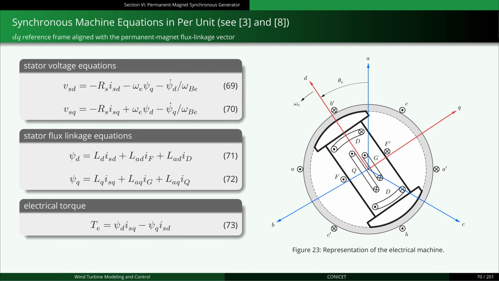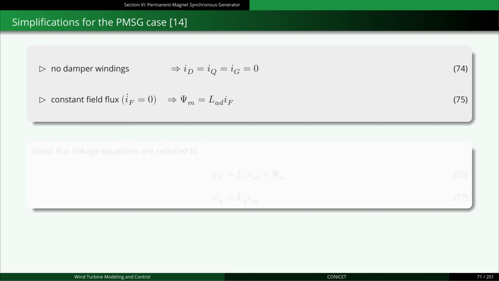The stator voltage, stator flux linkage, and electrical torque of a synchronous machine can be described by the following per-unit equations. Figure 23 shows a schematic diagram of the stator and rotor circuits of a synchronous machine. The derivation of these equations is beyond the scope of this presentation and can be found in books on electrical machines. For this study, the equations of the synchronous machine are simplified because the permanent magnet synchronous generator does not have damper windings and has a constant field flux.